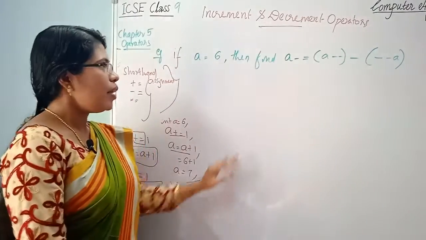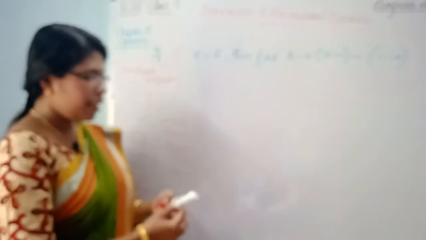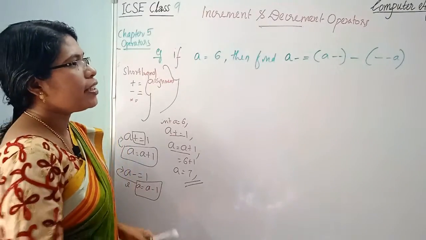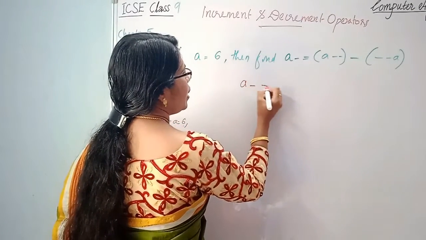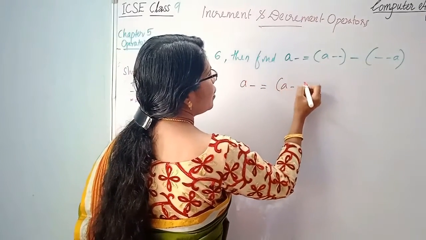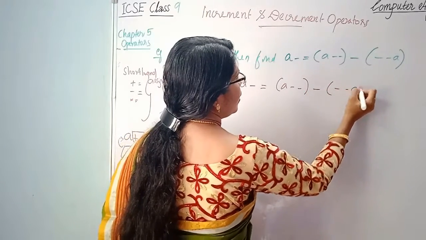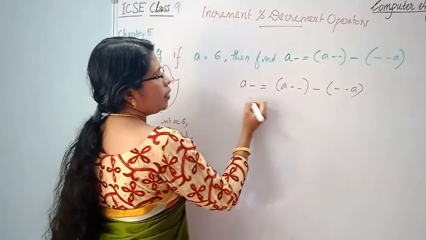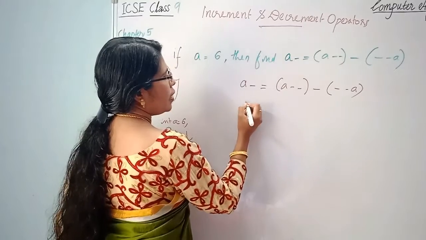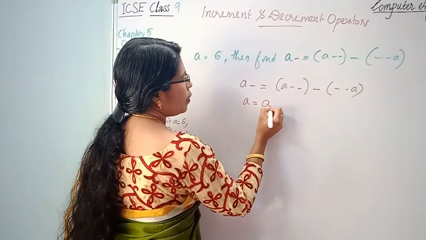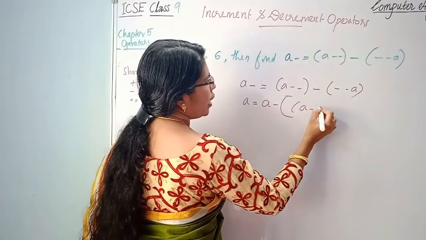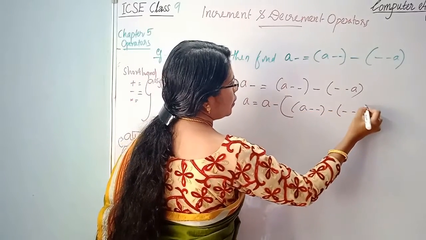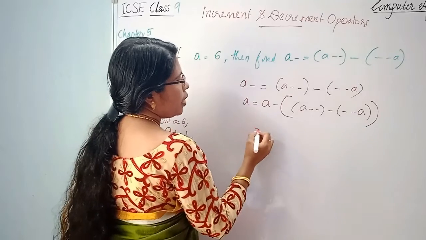Okay, let's see an example. If a equal to 6, then find a minus equal to a minus a minus a. So we will rewrite the same statement: a minus equal to a minus a minus a. So how will you write this one? We can consider a minus. A minus equal to means that is a shorthand assignment operator. So a minus the whole bracket. Inside this we will write the same terms, is it? Yes. So here how to write?